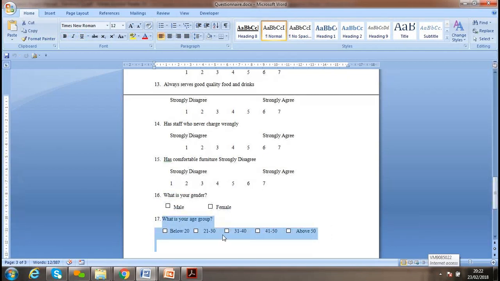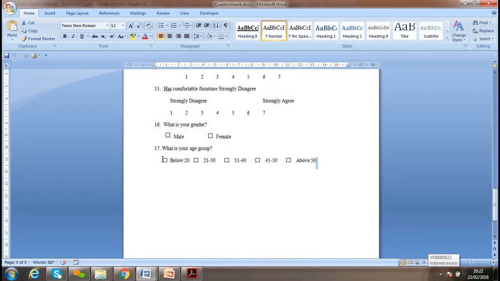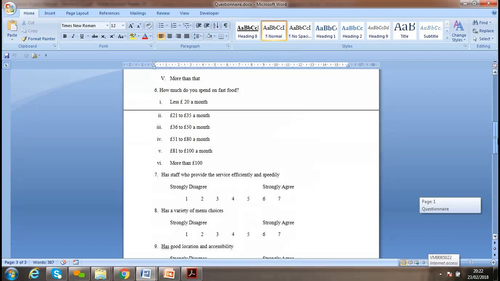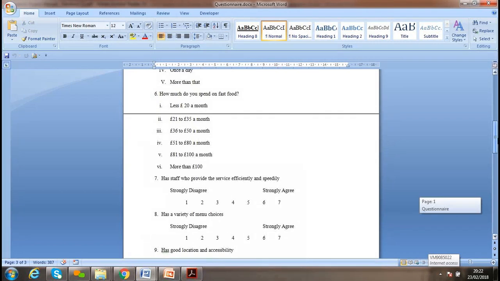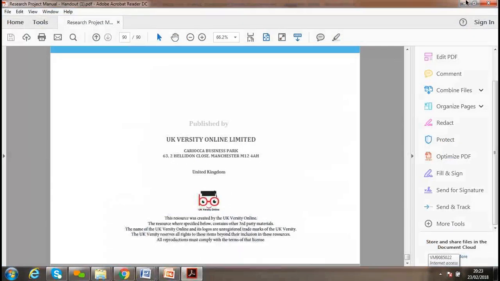Never ask what is your age. When we're asking age, we're asking something specific. Instead, ask which age group you fall in. People don't mind giving the age group, but people really mind being asked the age. So these are the questionnaire points.